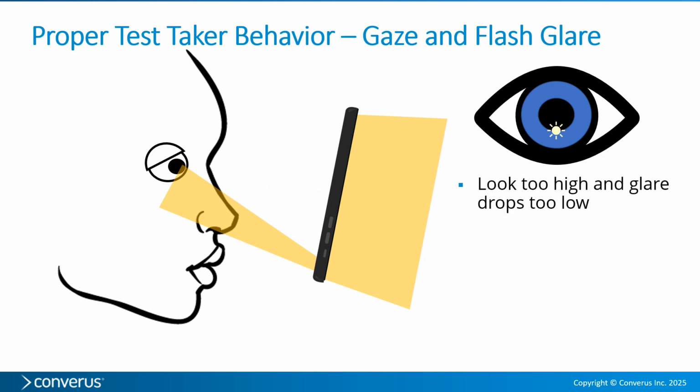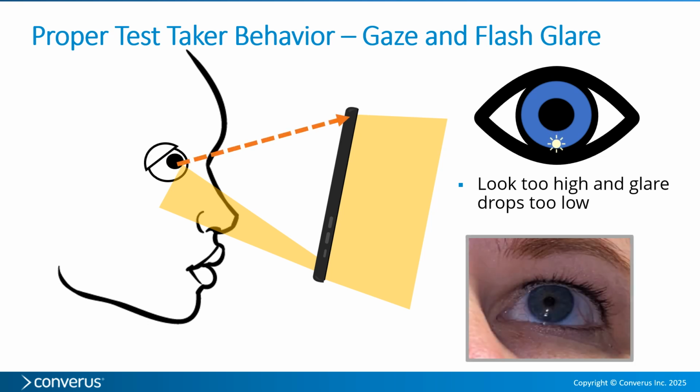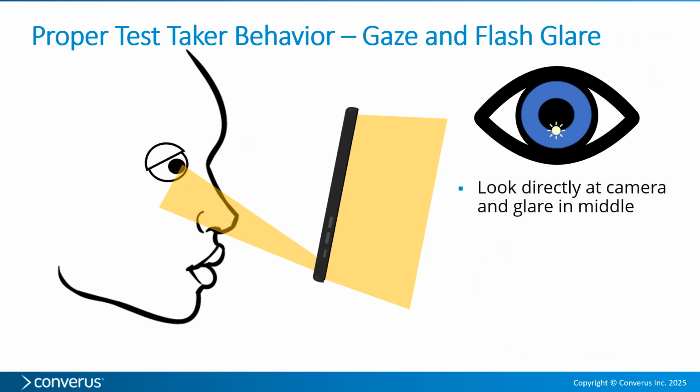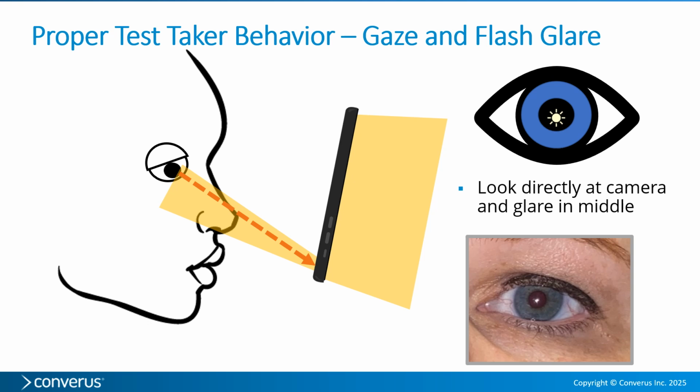For example, if the person looks too far above the camera, the flash will drop too low below the pupil. If the person looks directly at the flashing camera, the glare will be positioned in the center of the pupil, which causes excessive glare.